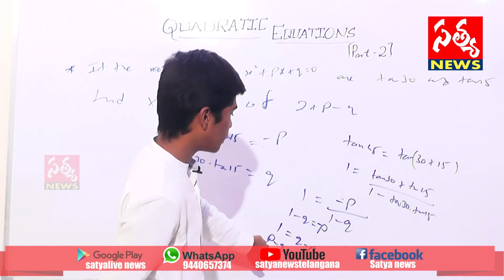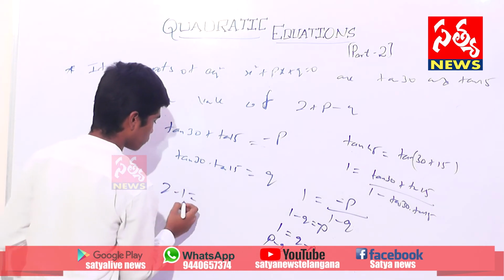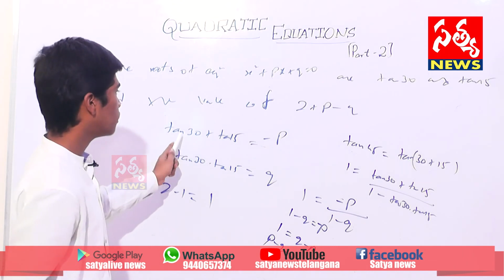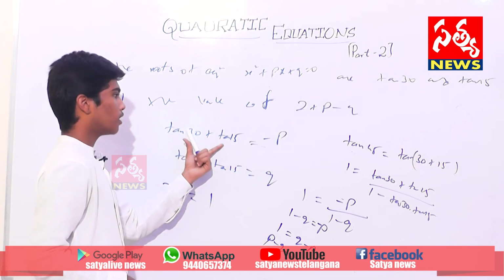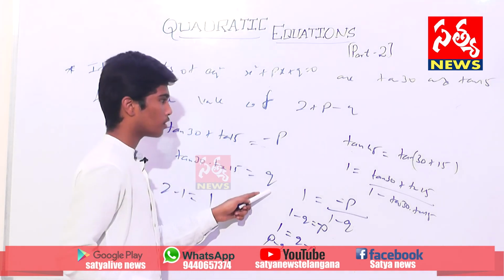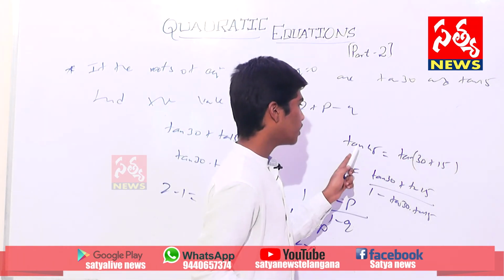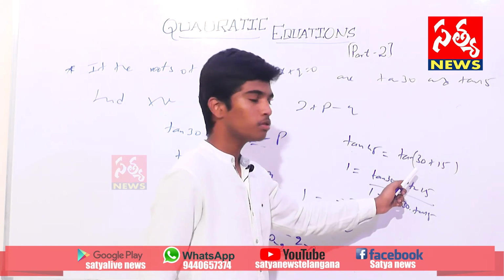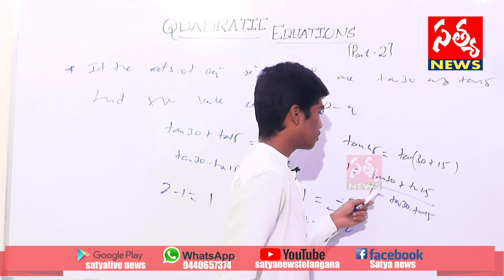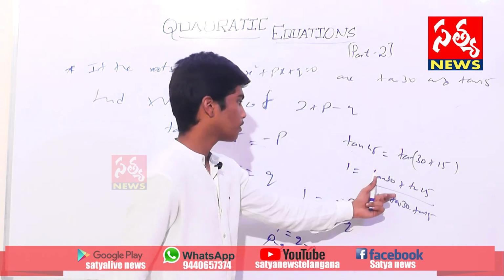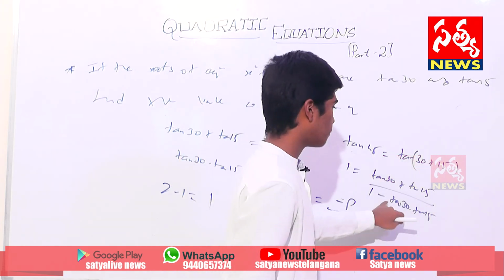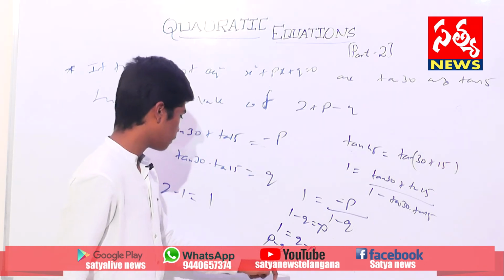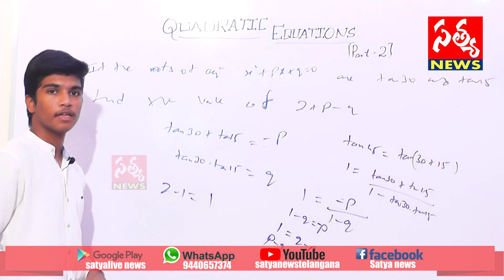2 plus p minus q. p minus q is minus 1. 2 minus 1, so the answer is 1. Okay? Got it, right? Alpha is tan 30, beta is tan 15. The sum of roots is minus p and the product of roots is q. We have to get the idea that tan 45 is equal to tan of 30 plus 15, and here we use the formula tan of a plus b, which is tan a plus tan b by 1 minus tan a tan b. So we get alpha plus beta by 1 minus alpha beta. Putting the values, we get the condition p minus q equals minus 1, and directly we get the answer.